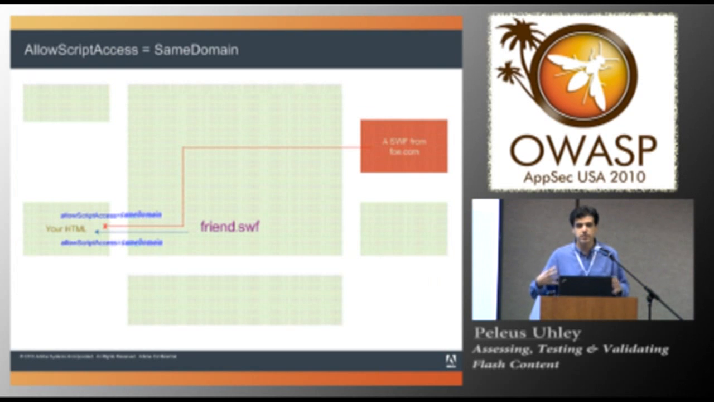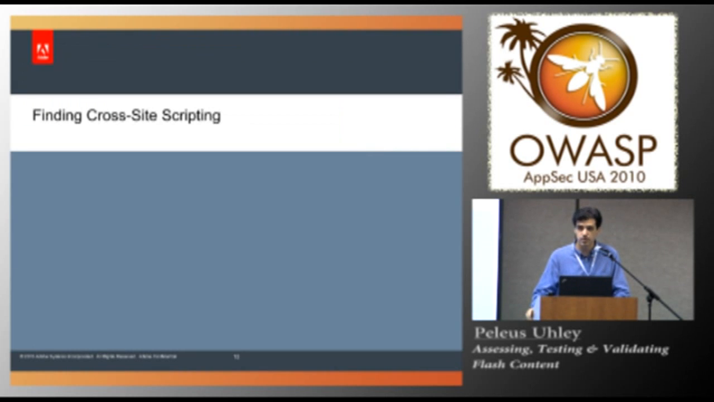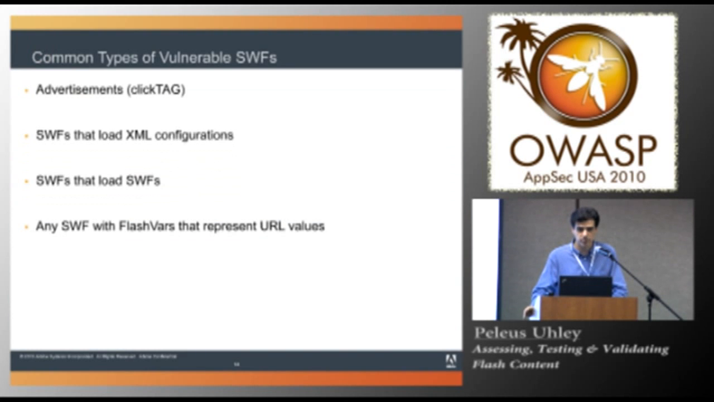So those are the basic HTML page parameters which get the Swift loaded into the browser and running. A lot of you probably do web application penetration testing, or you help test websites for your clients. So we can talk a little bit about cross-site scripting. Since Swifts have various functions, there are certain types of Swifts which tend to be more likely to have cross-site scripting than other types of Swifts.